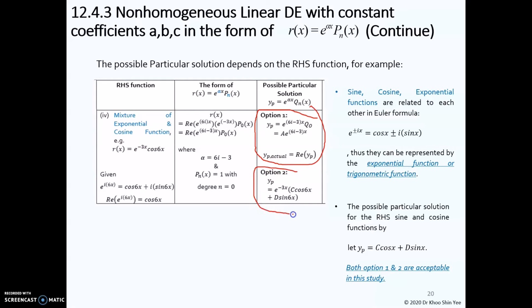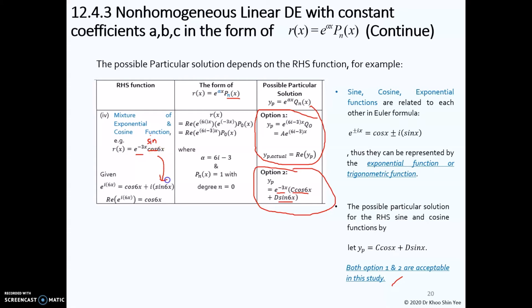For the second option, the exponential negative 3x remains. For the cos 6x, we propose the general trigonometric function equal to c cos 6x plus b sin 6x. Both options are acceptable in this study. You should focus to master both, as they are useful in the engineering application later. What if we change the right side function to the exponential multiplied with the sin 6x here?